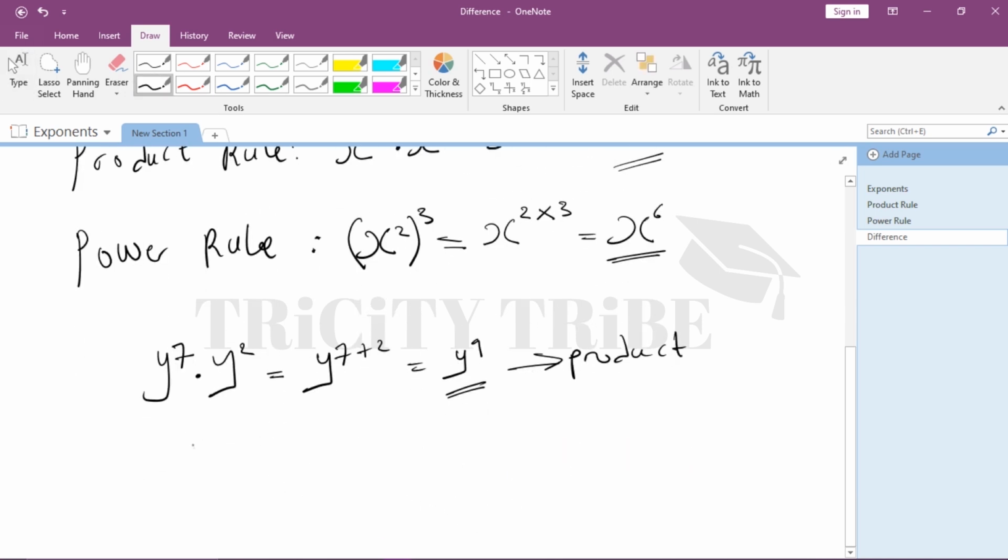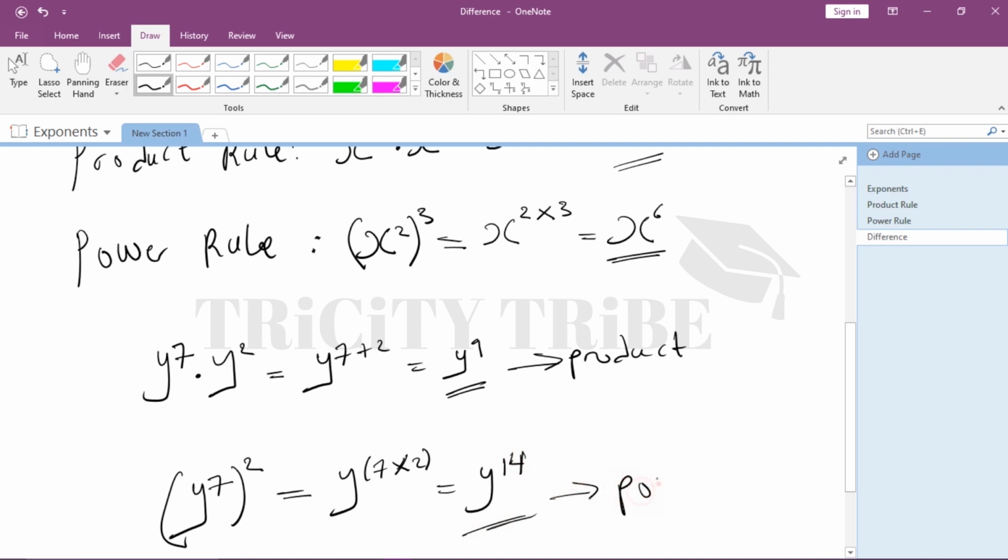But as for the power rule, you have x. I'm not using x, let me use y again rather, sorry. Then you have y raised to the power 7, all in brackets. You put your 2 outside, and you have 7 times 2, you get? And that gives you 14. y raised to the power what? 14. That's for the power rule.